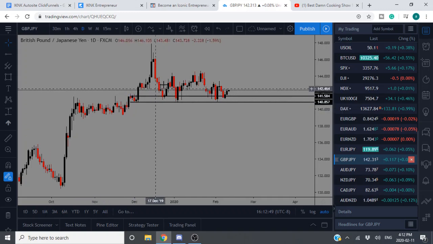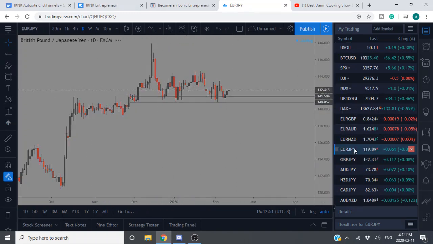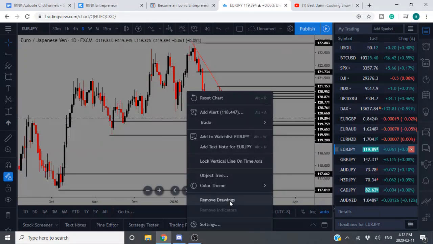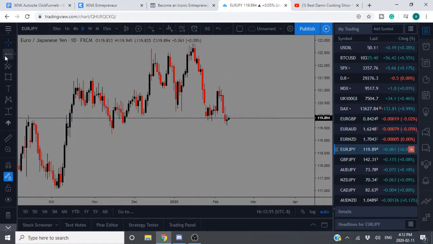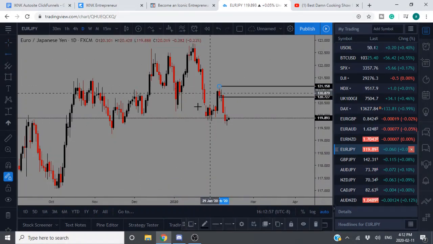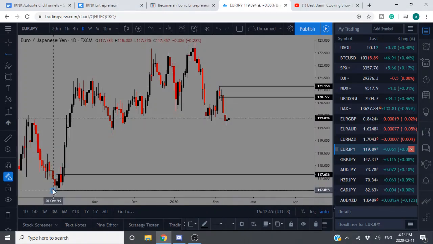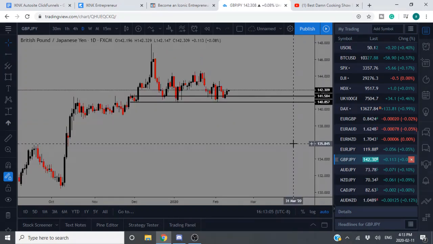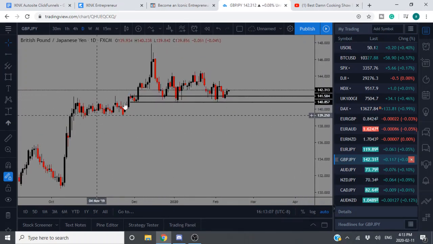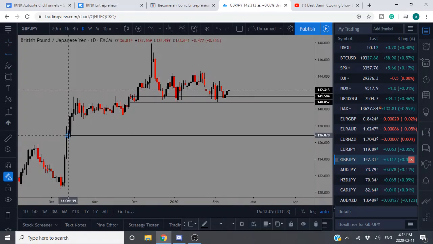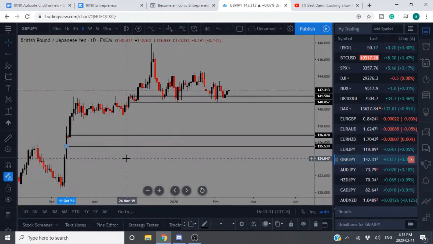Ugly, ugly, ugly. Compared to Euro Yen, if we remove everything, what do you see? Well, here's a rally-based drop, and we have a drop-based rally down here. Those are our two fresh zones. If we go back to Pound Yen, what do you see? I personally don't see anything. I would rather be a buyer down here, and that's it.